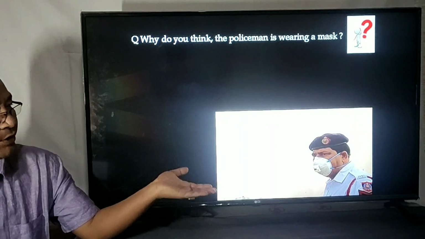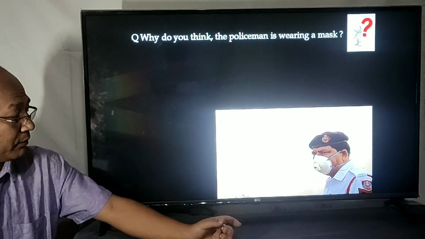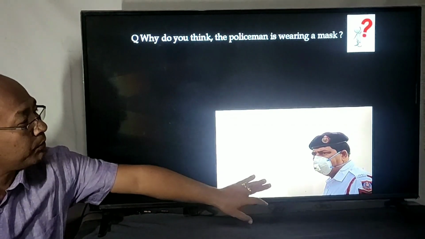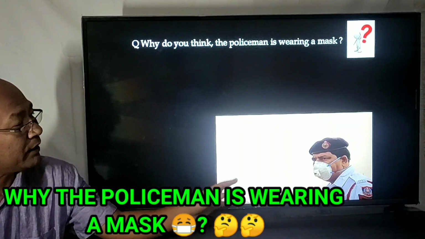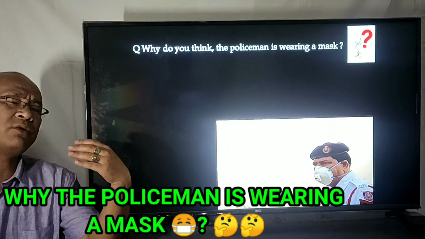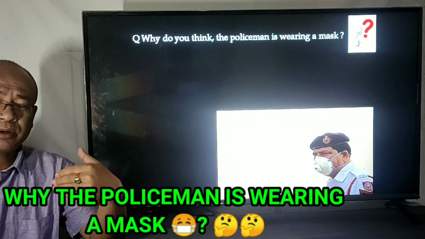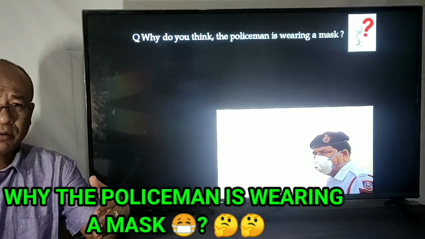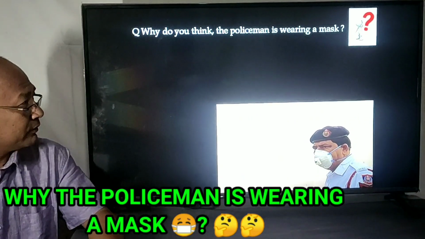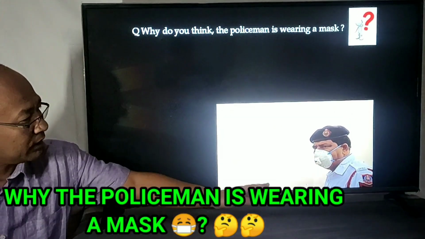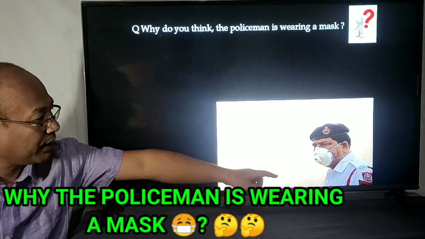Here is the question which is related with the dust particles. You can see a policeman is wearing a mask. Why is the policeman wearing the mask? The policemen throughout the day are on the roadside maintaining the traffic and looking after the public. So why are the policemen especially wearing the masks?